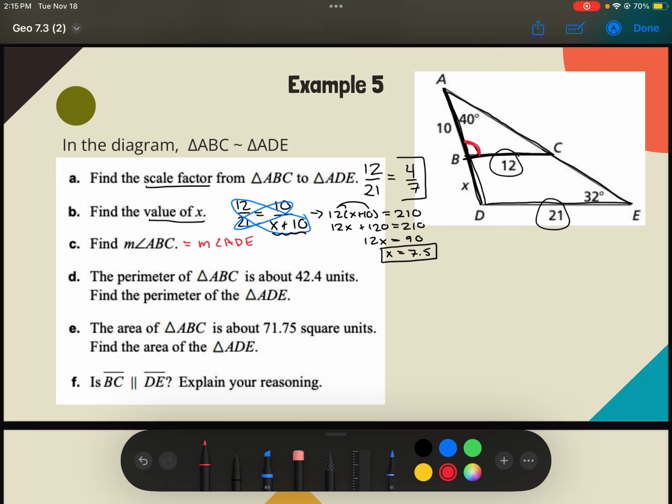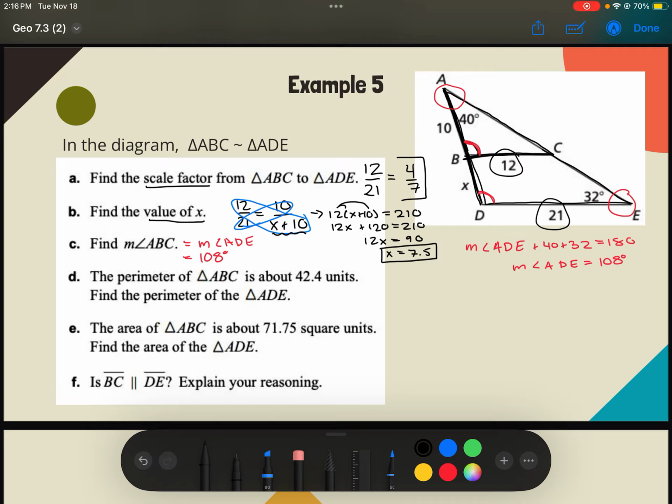So let's start with that one. How could we solve for that? Well, I know this angle up here is 40. This one is 32. So the measure of angle ADE is going to be 40 plus 32, plus that angle equals 180. So that angle must be 180 minus 72, or 108 degrees. And then again over here, we know they both equal each other, so 108 degrees. Those two are congruent and corresponding.